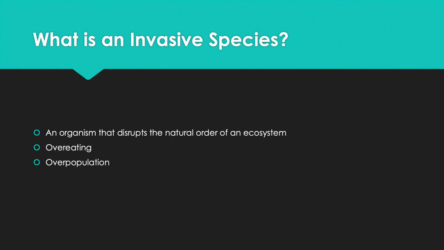Overeating would mean that the invasive species is eating a population faster than that population can reproduce. And overpopulation would mean that the invasive species would be in such great numbers that they would overrun the native species in the ecosystem and drive them out.